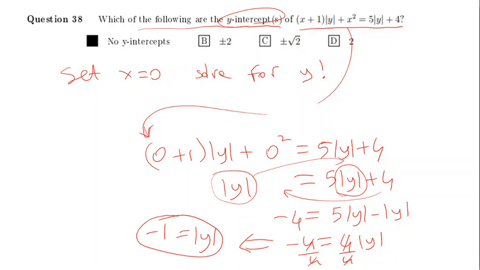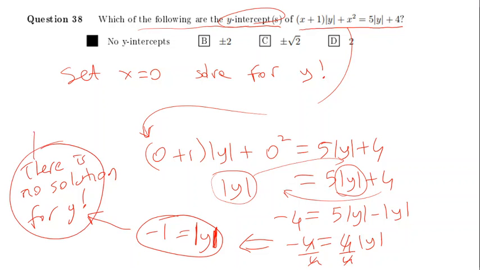And what's the solution for this? There's no solution for this because the absolute value is always positive. So there is no solution for y. So it means there is no intercept. There is no y-intercept of this equation.